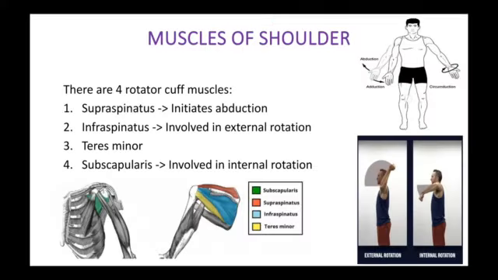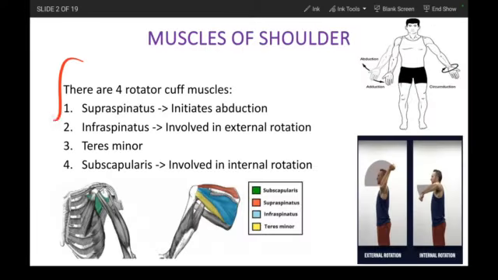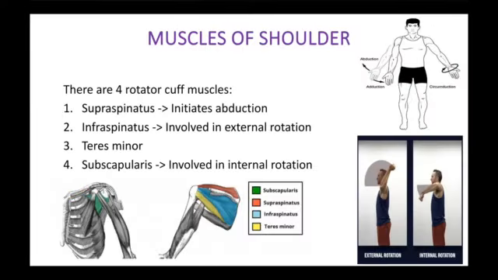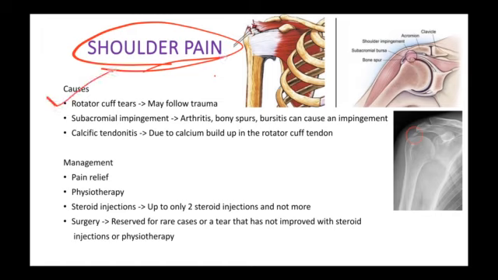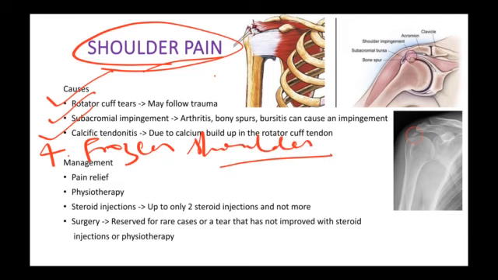If the patient has any issues with these muscles, or any issue with the shoulder, the patient might present with shoulder pain. The associated pathologies with the shoulder are rotator cuff tears, subacromial impingement, calcific tendonitis, and the 4th one is frozen shoulder. So now let's talk about the associated pathologies of the shoulder.